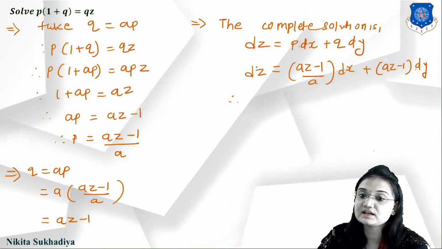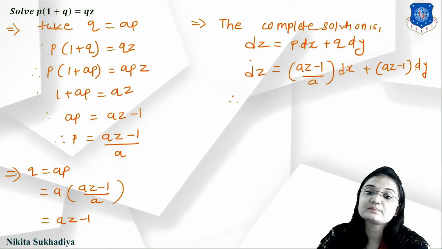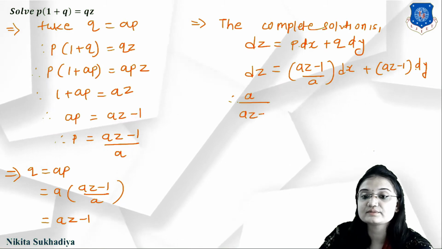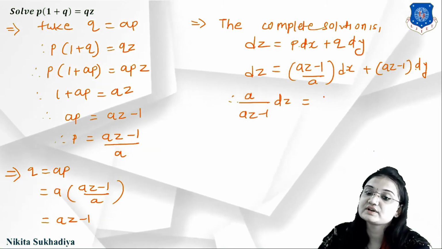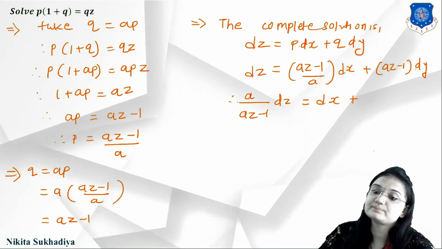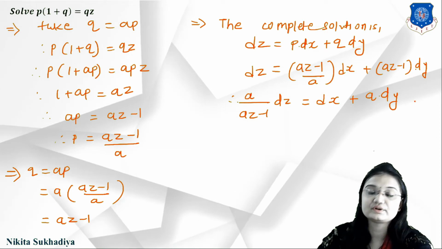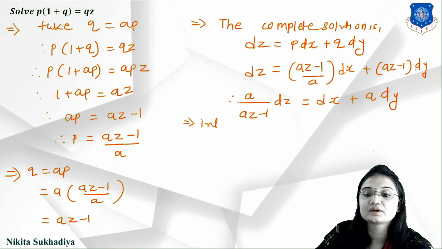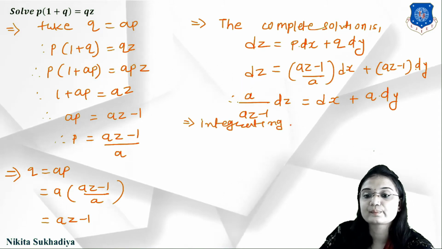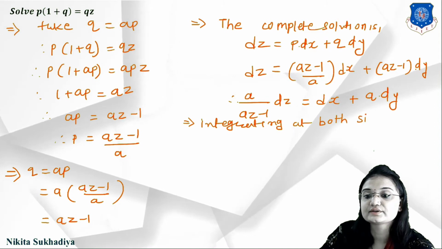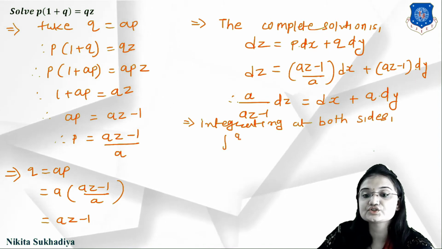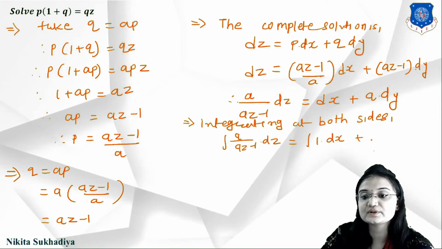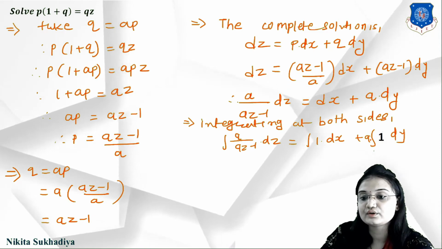Okay, now by taking a here, so this will become a. By multiplying with a and dividing with az − 1, this will become a/(az − 1) into dz equals dx plus a into dy. Okay, now by integrating both the sides, this will become the integration of a/(az − 1) into dz is equal to the integration of 1 into dx plus the integration of a into dy.